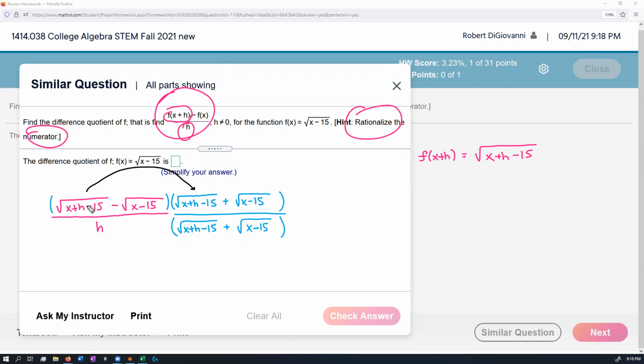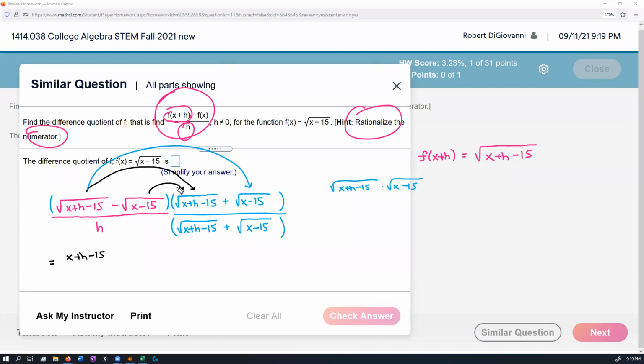Notice that these are the same root, same things under the root. So if we multiply them together, we square it, and squaring them gets rid of the square root. So what we're left with is just the x plus h minus 15. Now the critical step. If we do this times this, we will get the square root of x plus h minus 15 times the square root of x minus 15. That's what we get if we did this multiplication.